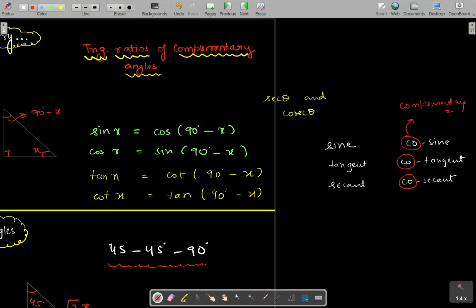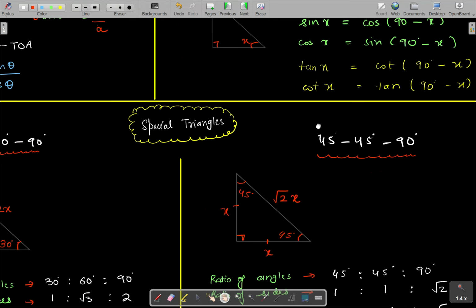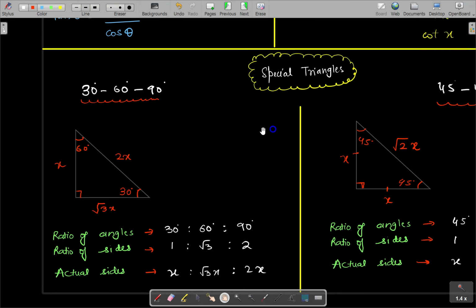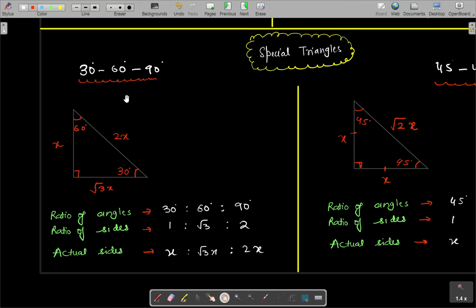Okay, that's it. This is something that you should know. And then we have special triangles. Special triangles will also be given to you in the reference sheet, but I think it will be very beneficial for you if you just memorize these ratios.